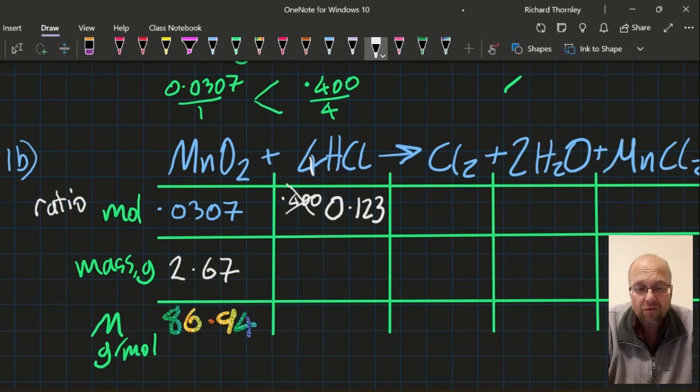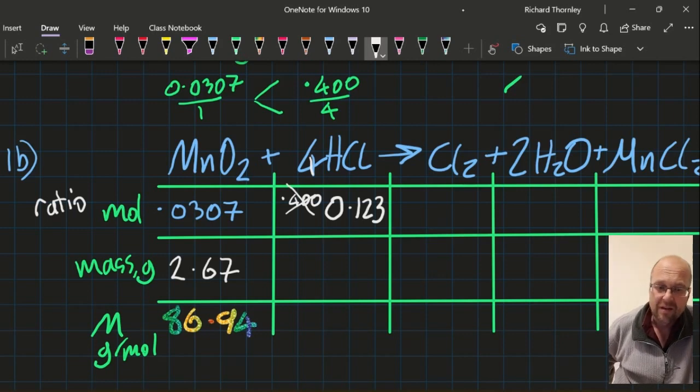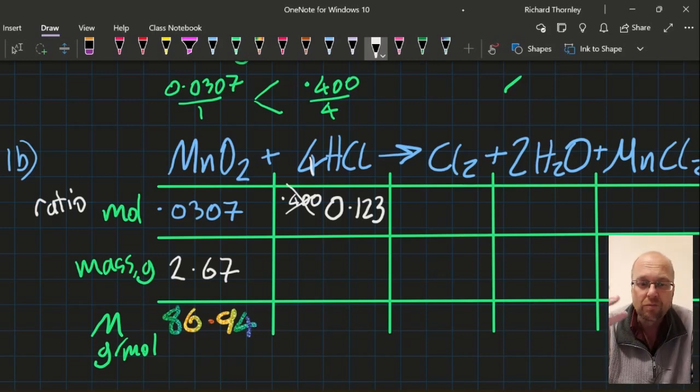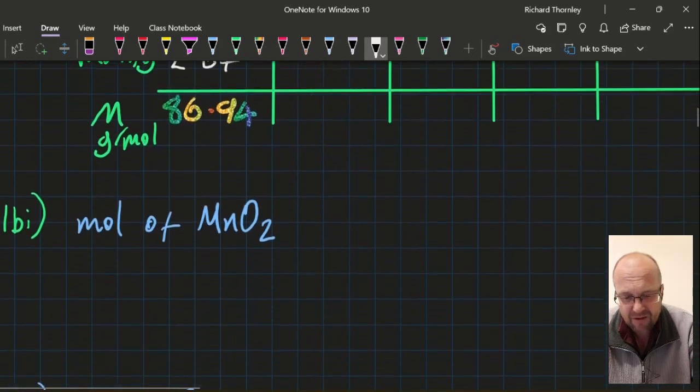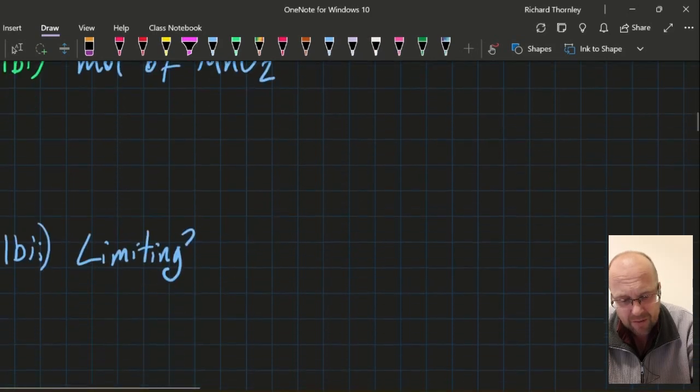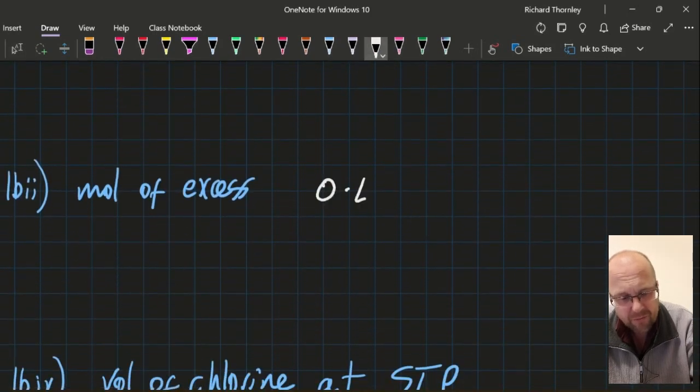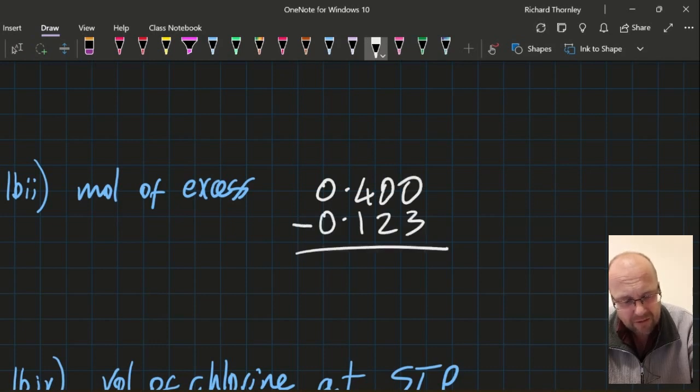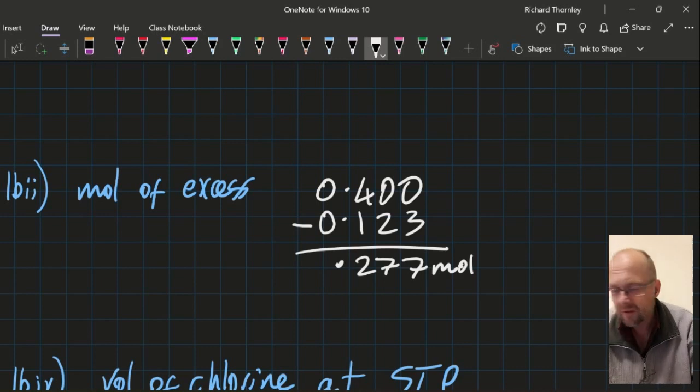0.123 is how many moles of hydrochloric acid you used. They want to know how much extra you put in. Okay. So you put in 0.4, you use 0.123. Well, that's the extra stuff, isn't it? So hold on. 0.400 minus 0.123. That's going to give me 0.277 moles. There we go. It's another point.